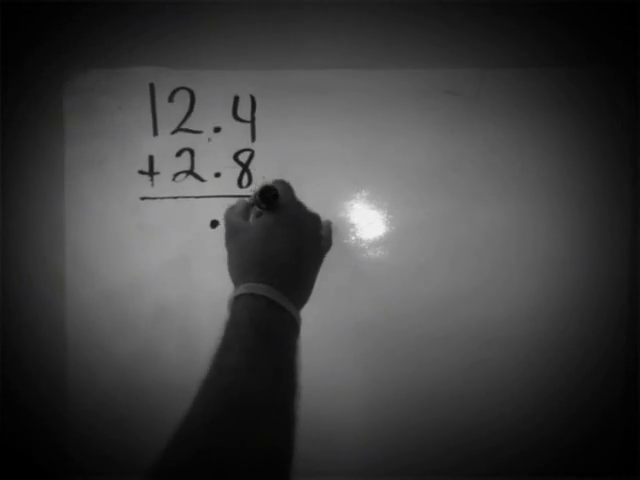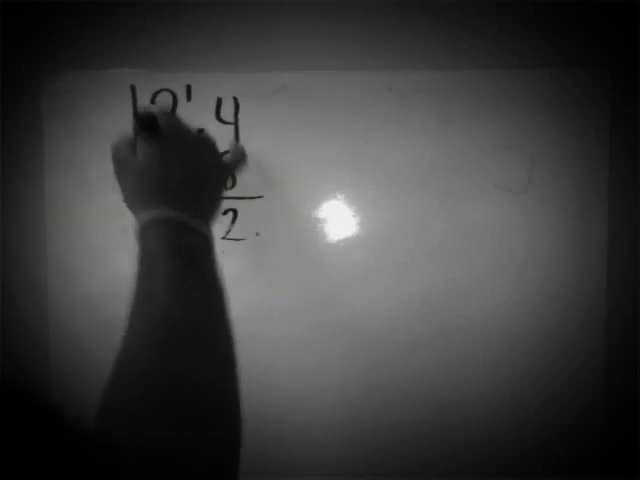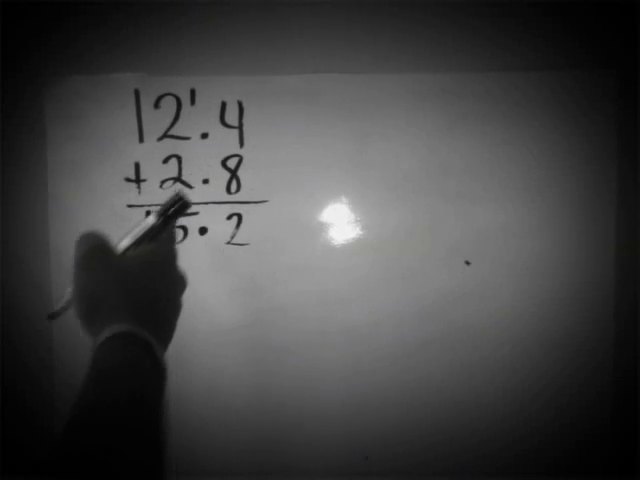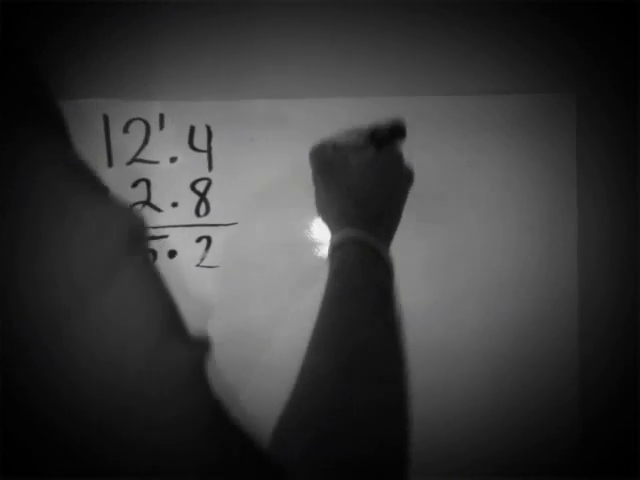4 plus 8 is 12, 2 carry the 1. 2 plus 2 is 4, plus 1 is 5. And 1 plus 0 is 1, bring it on down. So again, just remember, line your decimal place values up and add as you normally would. Same thing applies for subtraction. All right, here's a subtraction problem.